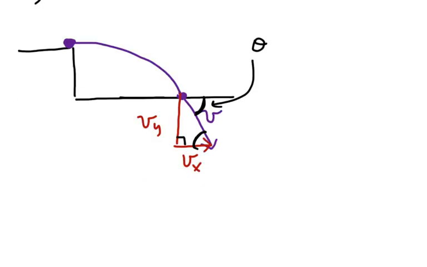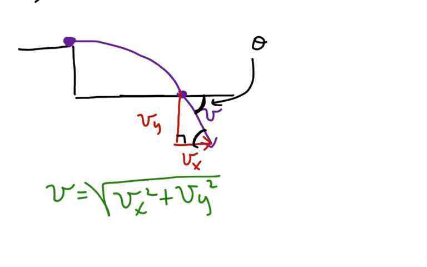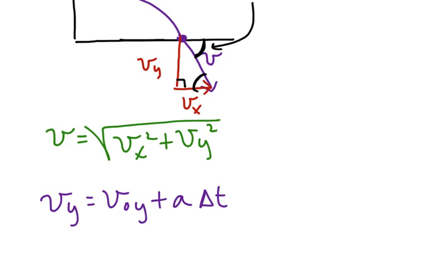If you recall from vector math or even the Pythagorean theorem, the magnitude of v is just going to be the square root of v sub x squared plus v sub y squared. What's really nice is my v sub x is just my horizontal component, which stays the same throughout, and that one I already know, it's given. The one I do not know, though, is the v sub y, so we need another equation to find v sub y.